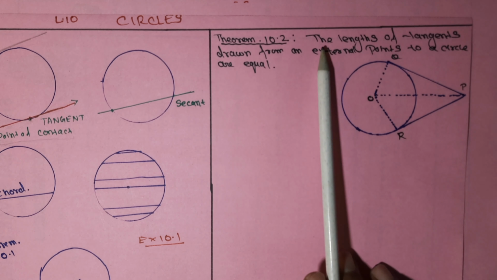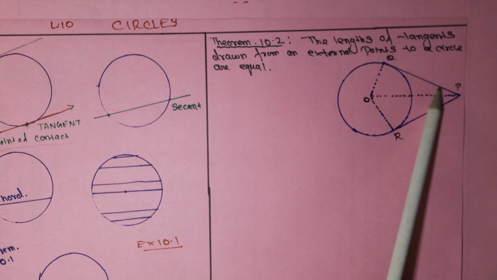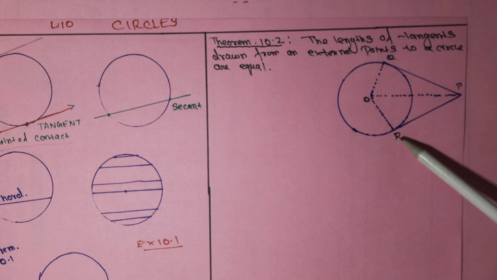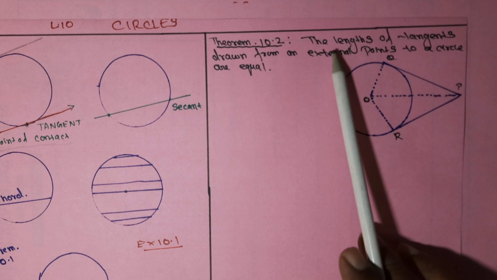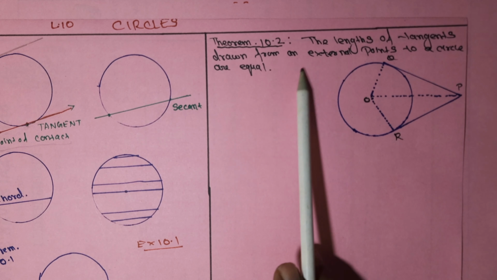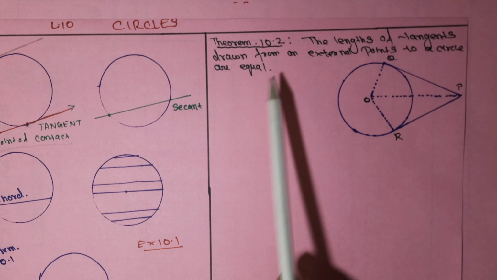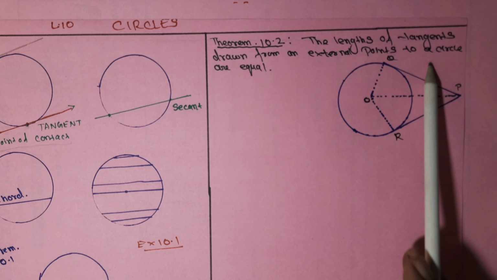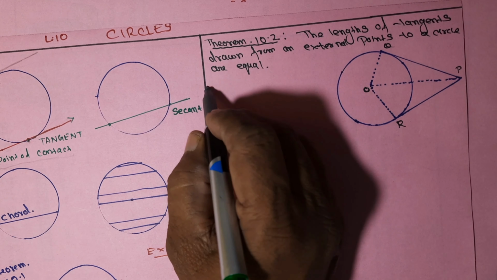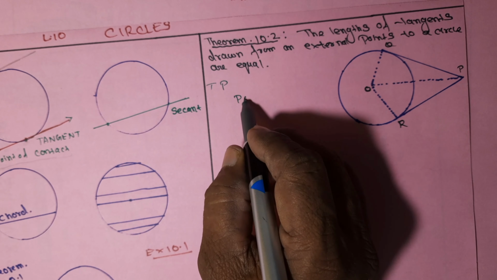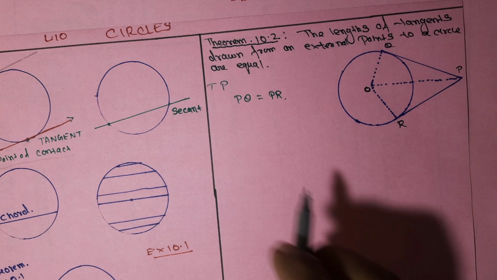What is this theorem? The length of the tangents drawn from an external point to a circle are equal. See here is one tangent QP and here is another tangent PR. PQ and PR are the two tangents. We drew two lines from the external point to a circle, and we have to prove both are equal. That means what do we have to prove? To prove PQ equals PR. This is what we have to prove.